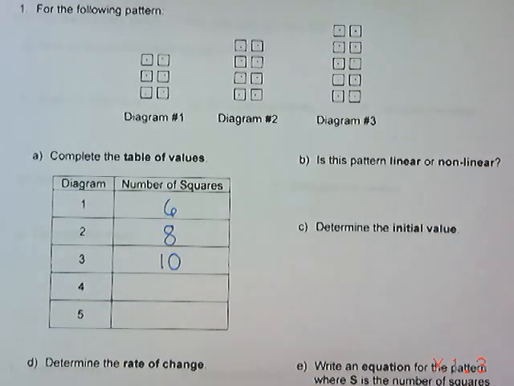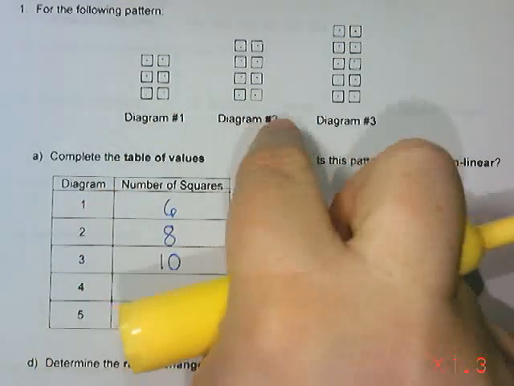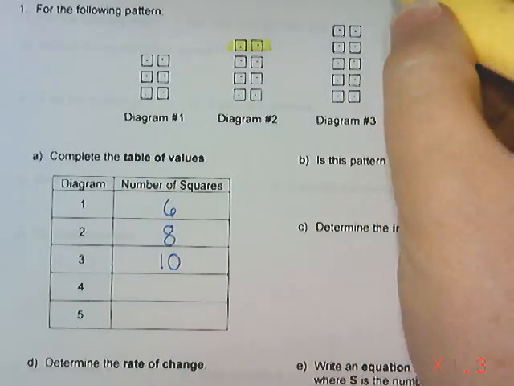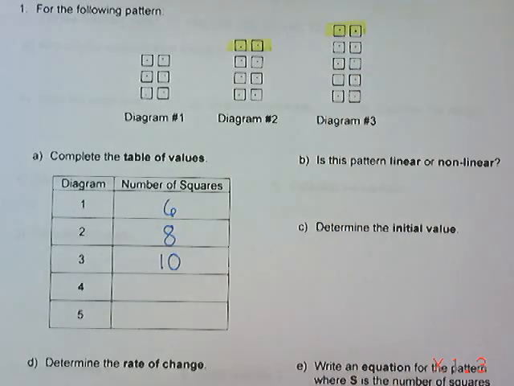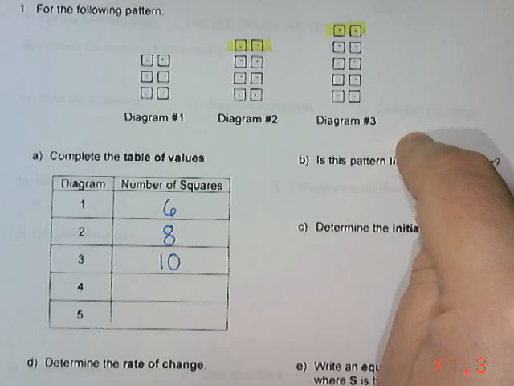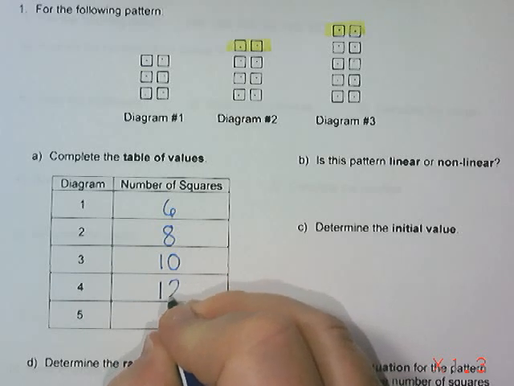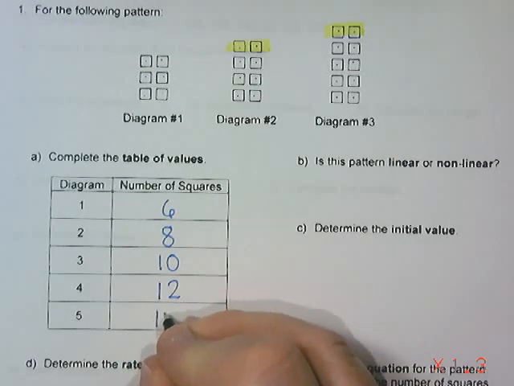these numbers. Now, if I look at the diagrams, I see that from diagram 1 to diagram 2, it has 2 more blocks than diagram 1 did. Diagram 3 has 2 more blocks than diagram 2. So I'm assuming that the next diagram, diagram 4, should also have 2 more blocks. So I would think that it should have 12. And then the next one after that would have 14.